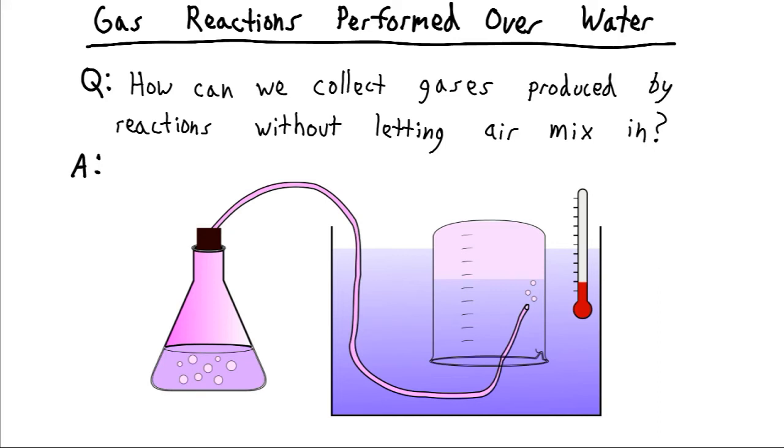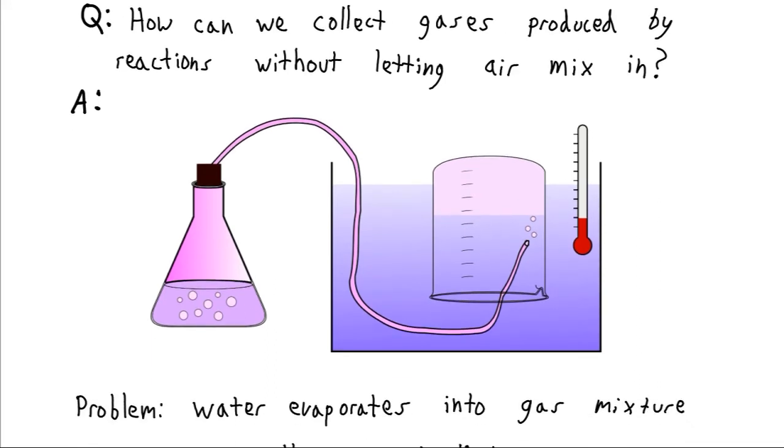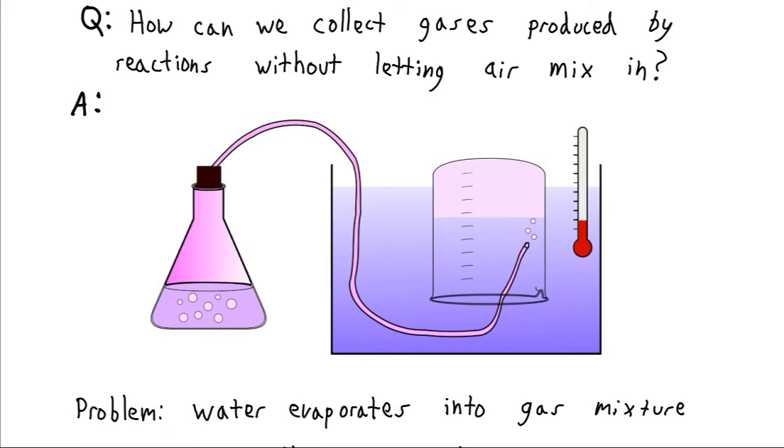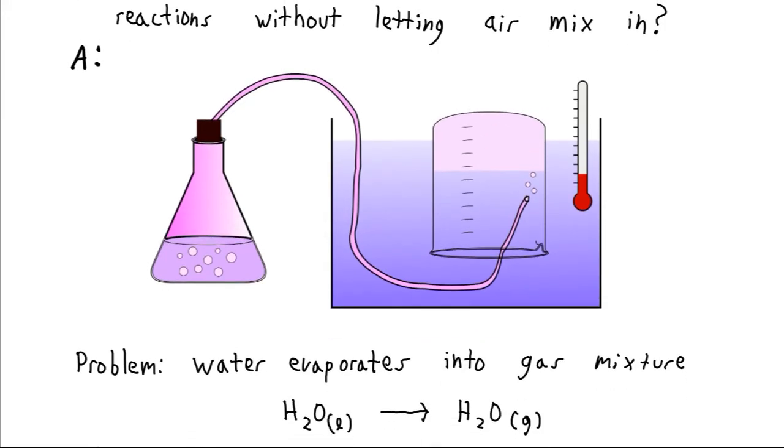Now unfortunately there's a catch here, and the catch comes from the way we've set this up. We've set this up using water, and water evaporates. So there's also going to be some water particles, some water gas, mixed in with our other gas, whatever it is. So what are we going to do about that?